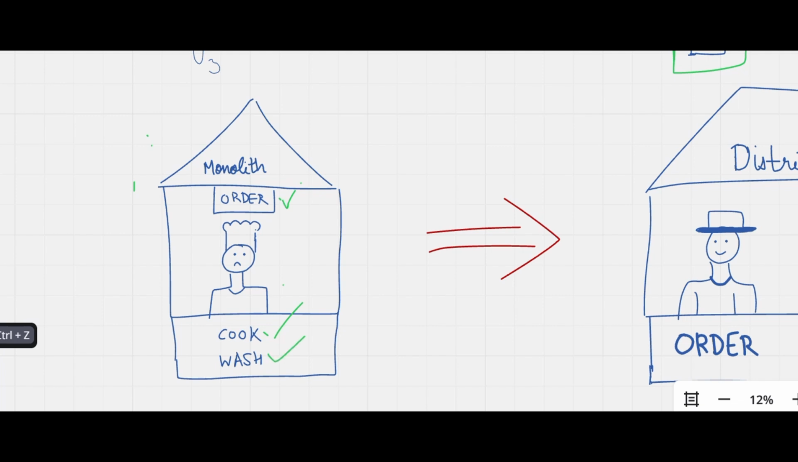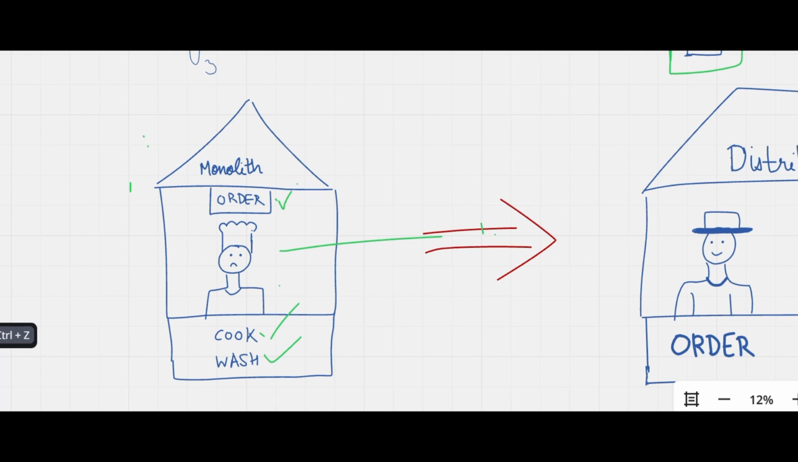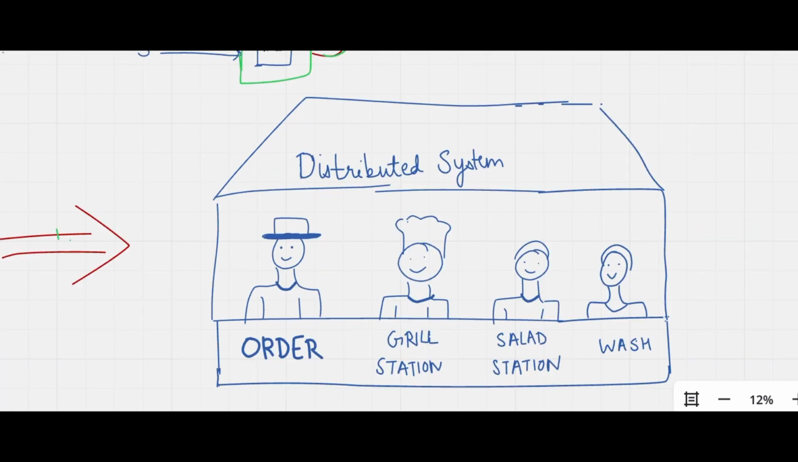Whereas a distributed system is like a specialized kitchen. What do I mean by that? You have a manager at the front who is taking all the orders, right? You have a grill station, a separate salad station, and a separate person who's washing the dishes. Basically, different work has been divided among different people, but all of them work towards one single goal, that is, the restaurant's operations.